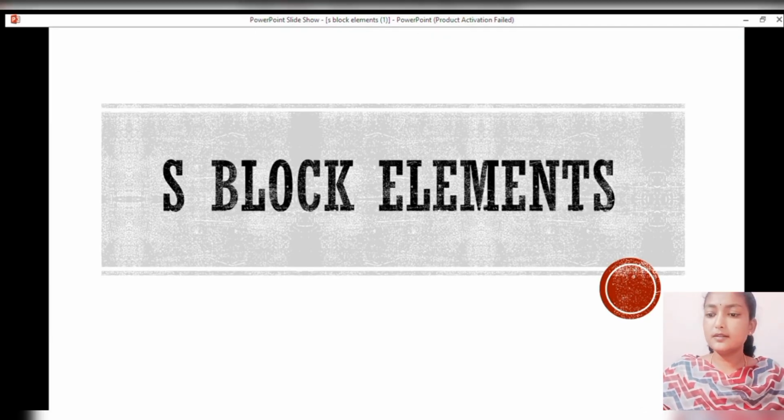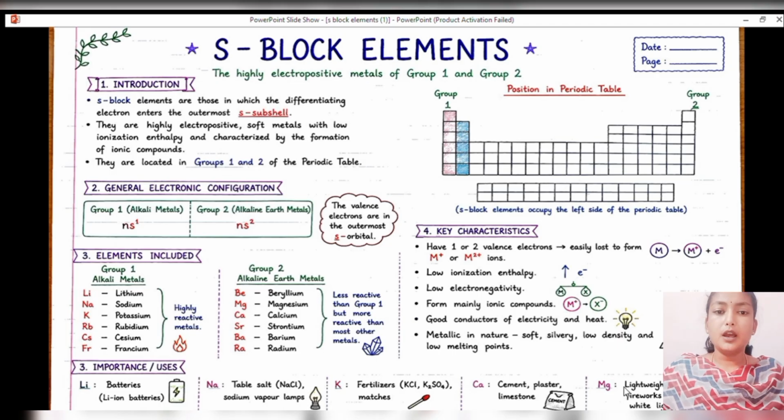So, S-block elements, introduction. Before understanding S-block elements, we first have to understand what an S-block element is, what is its definition. When the outermost electron or the differentiating electron enters the outermost S subshell or S orbital, we call it an S-block element. The S-block elements are divided into two groups, group 1 and group 2. Under group 1, we have lithium, sodium, potassium, rubidium, cesium, francium. Then under group 2 elements, we have beryllium, magnesium, calcium, strontium, barium, radium.